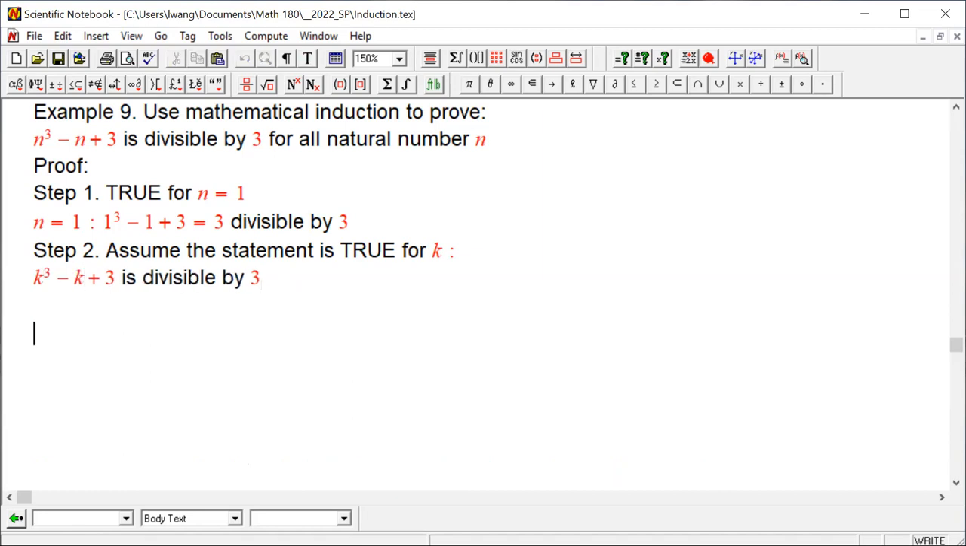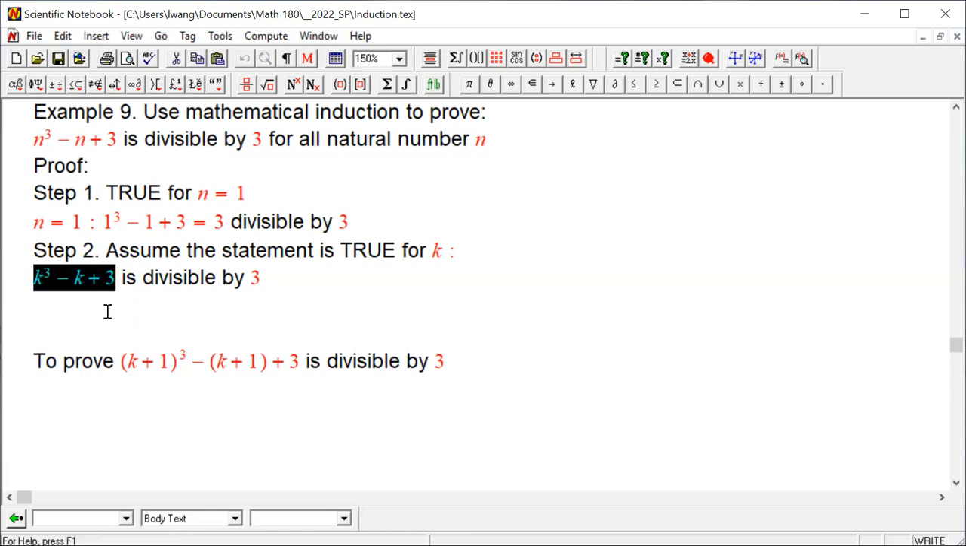To prove that the statement is true for k plus 1, n is replaced by k plus 1, and that's also divisible by 3. And of course, as you know, you can predict that because it's divisible by 3, so this piece, we're going to write it down using the definition of divisibility by 3.